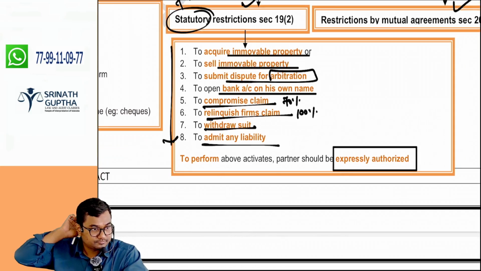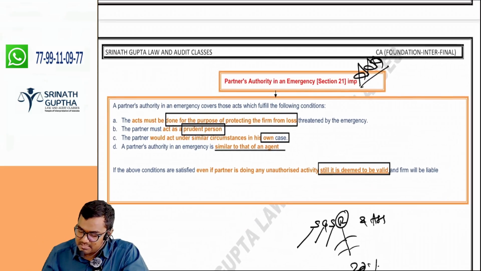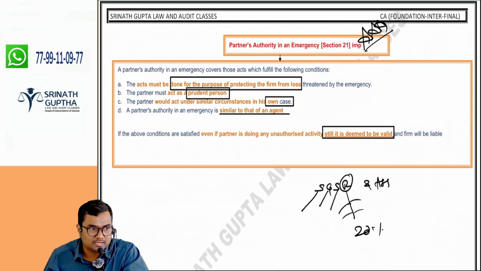Which deed? Next concept: partner's authority in emergency. In a few cases, even if the partner has no authority, even if the partner is not having the authority to do something, still it will be liable, valid.